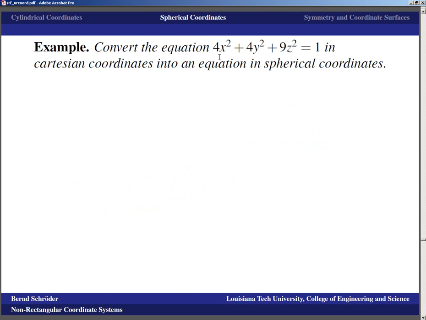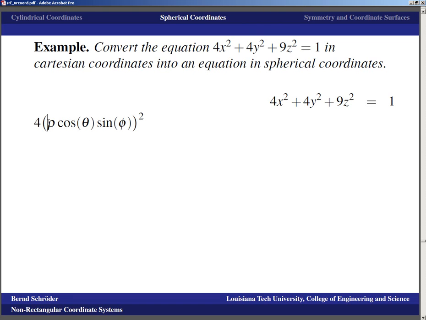Conversely, we can also take an equation 4x squared plus 4y squared plus 9z squared equals 1 in Cartesian coordinates and convert that into an equation in spherical coordinates. If we do that, we could do pattern recognition and break things out. We could say this is 4x squared plus 4y squared plus 4z squared plus 5z squared, and end up with 4 rho squared plus 5z squared. Or we could just substitute everything in and practice working with squares of sines and cosines a little bit, and that's what I chose to do here.